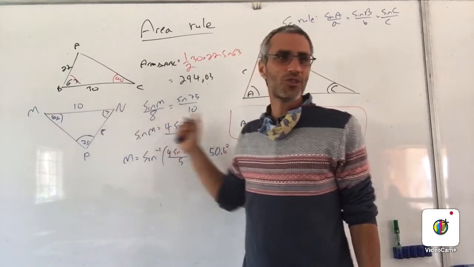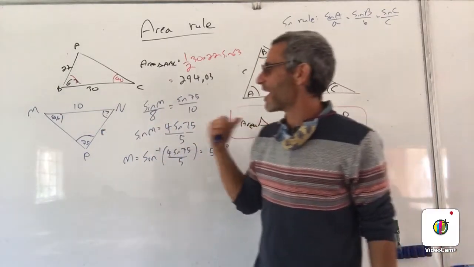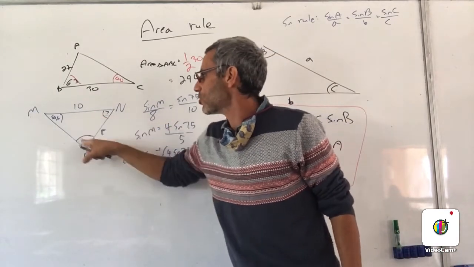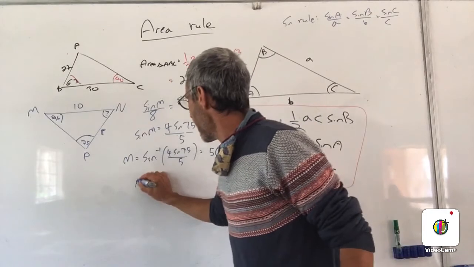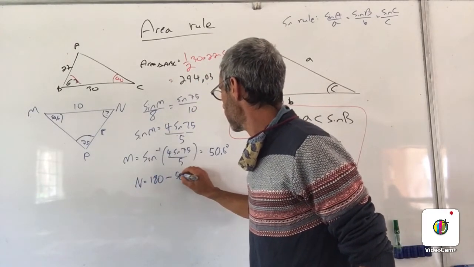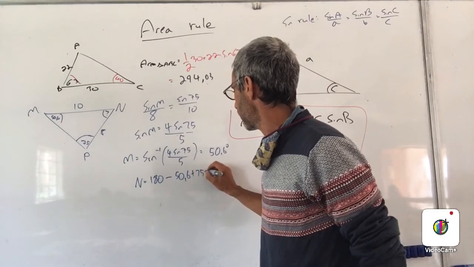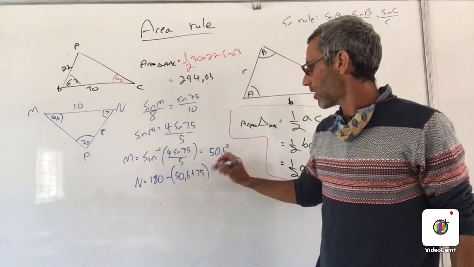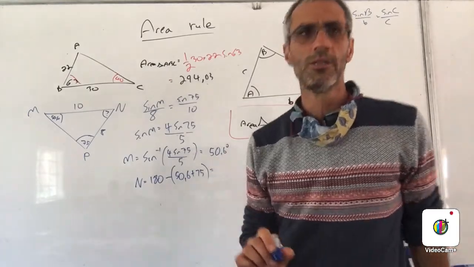Because now I can use the area rule. To use the area rule, I need side and side and the angle in between. But now I can use this to find what N is. N is going to be 180 minus 50.6 plus 75. Are you happy if I write it down like this? Yes, sir. Okay, alright, let's find out an answer for that one.